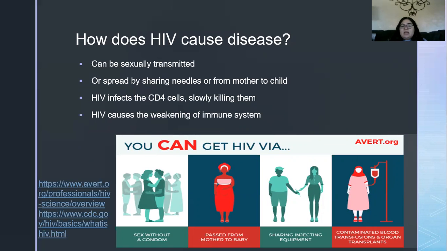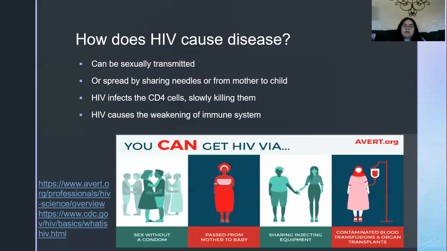HIV can be transmitted through sexual transmission. It can also be transmitted through contact with infected blood. This can be from sharing needles with somebody who's infected, or from mother to child. From mother to child, this can happen during pregnancy, childbirth, or through breastfeeding.